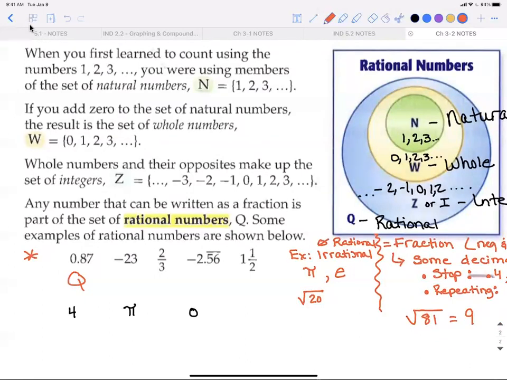How about negative 23? Is negative 23 a natural number? Sophia, what do you think? Negative 23, would it be natural? No. Would it be whole? Whole is 0 and up. Nope. Would it be an integer? Okay, so it starts in the integers, and you can put I for integer.